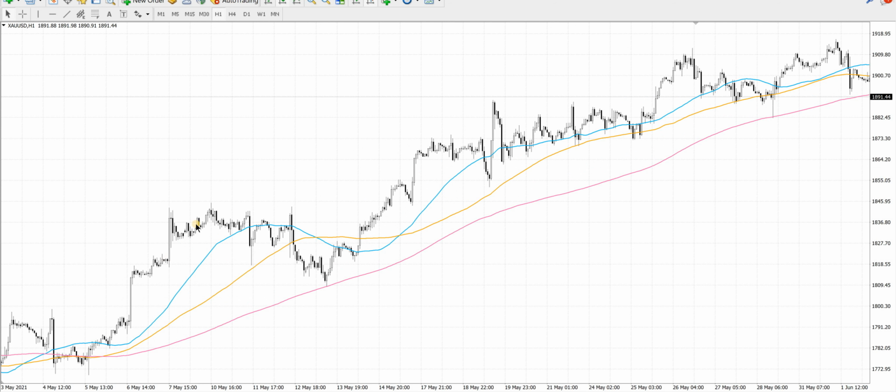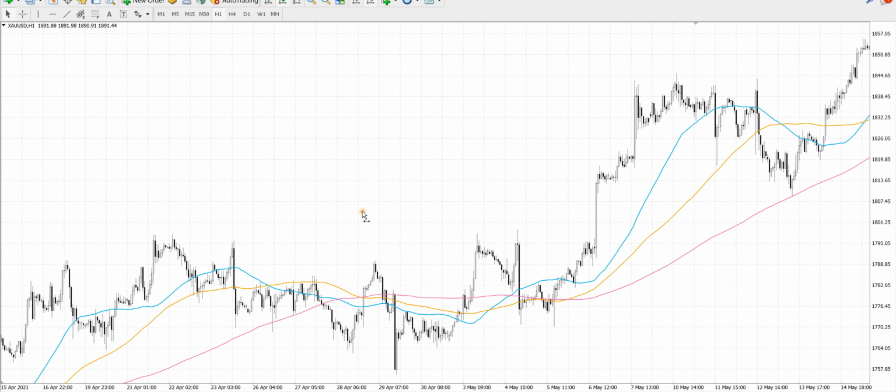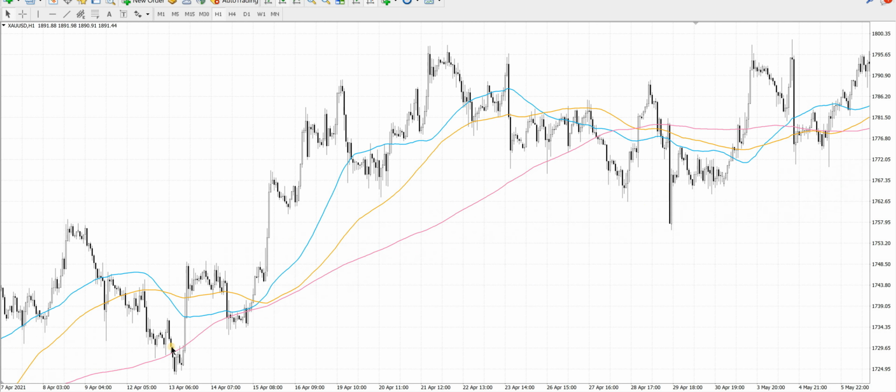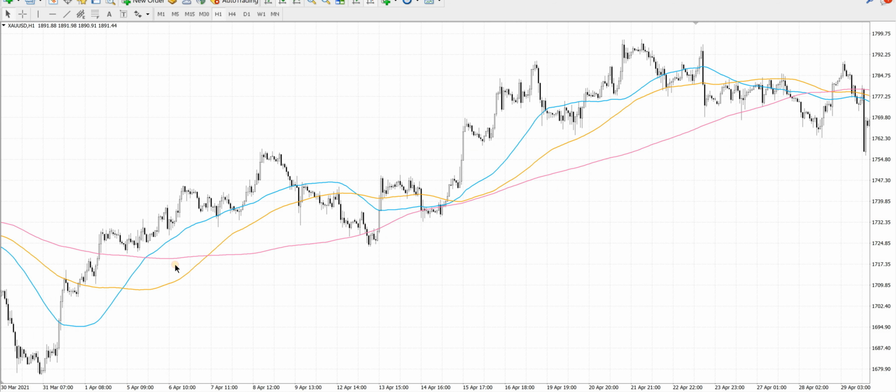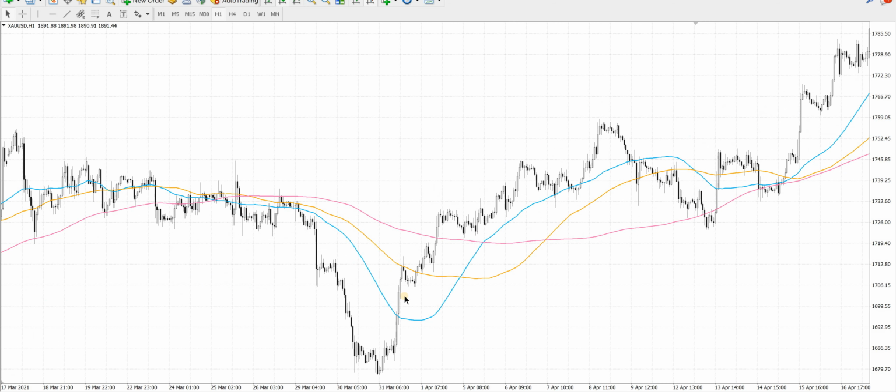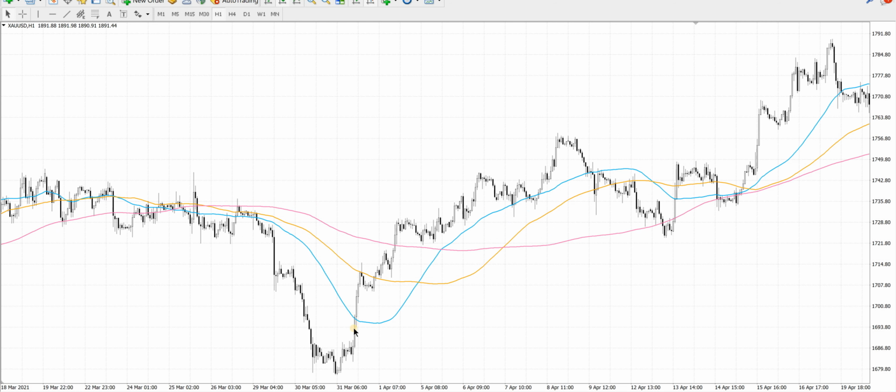When it's running, you wait. Wait for a pullback. When you get your nice bounce off one of the moving averages, that's when you hop in. Right here. With practice, it'll become more second nature to you.